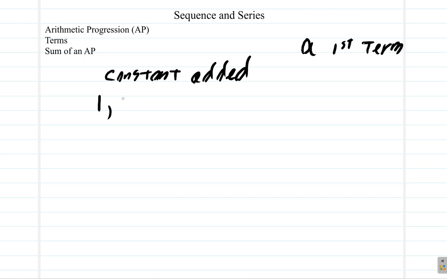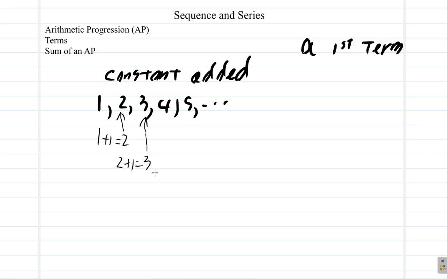term. Now, you add a constant, 1, 2, 3, 4, 5, and so on. The constant being added here is, what would it be? Is 1. 1 plus 1 is equal to 2. That's the following term. Now the term following 2, you must take 2 and add 1 to 2 to get that term. The term that follows 3, you must take the 3 and add 1 to it to get that term, 4. The term that follows 4, you take the 4, add 1 to it to get 5.